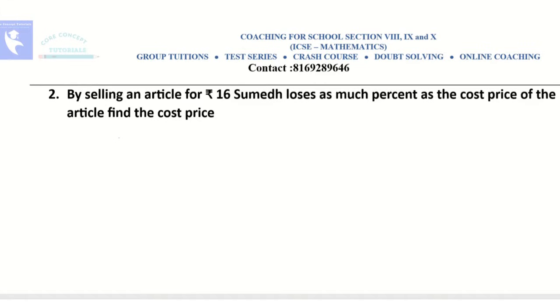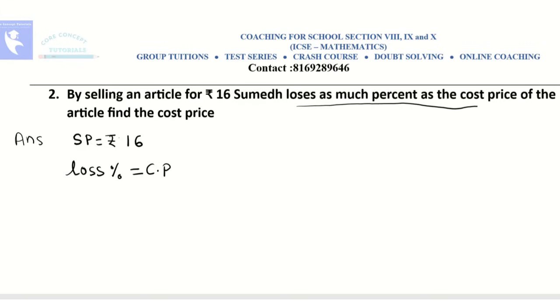By selling an article for rupees 16, so we came to know over here the selling price is rupees 16, correct? As we read, Sumed loses as much percentage. If you put this in mathematical form, it is stating loss percentage is equal to cost price. I hope this language is clear. Sumed loses as much percentage as cost price. So in mathematical terms, it states loss percentage is equal to cost price.